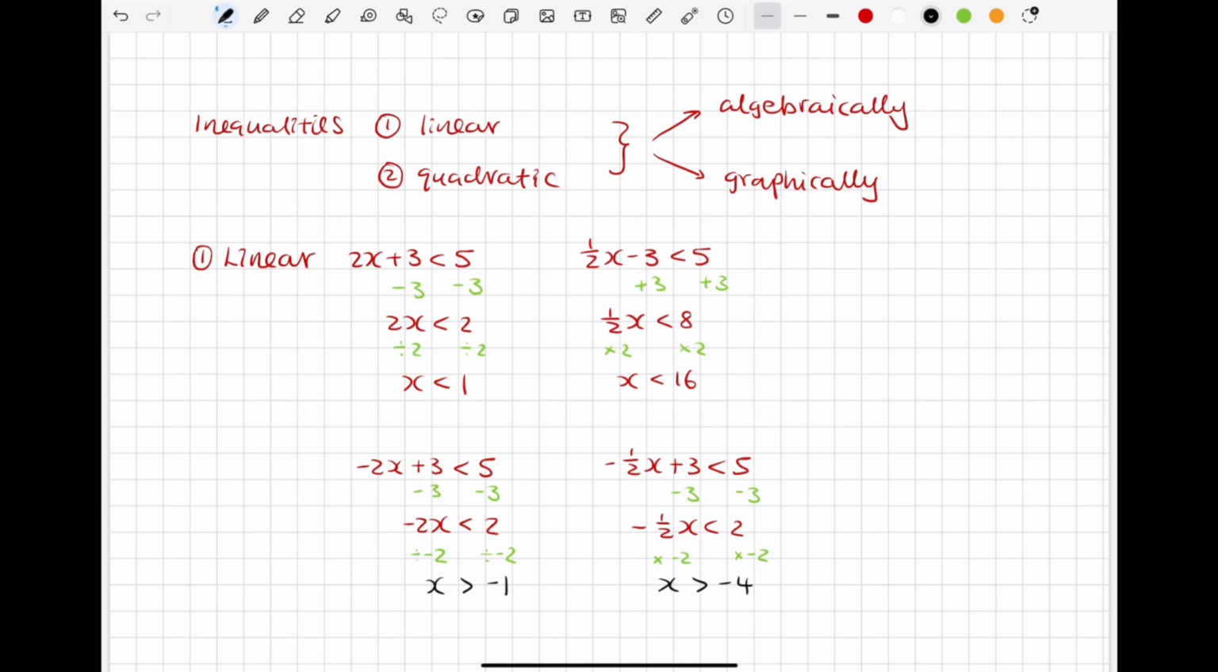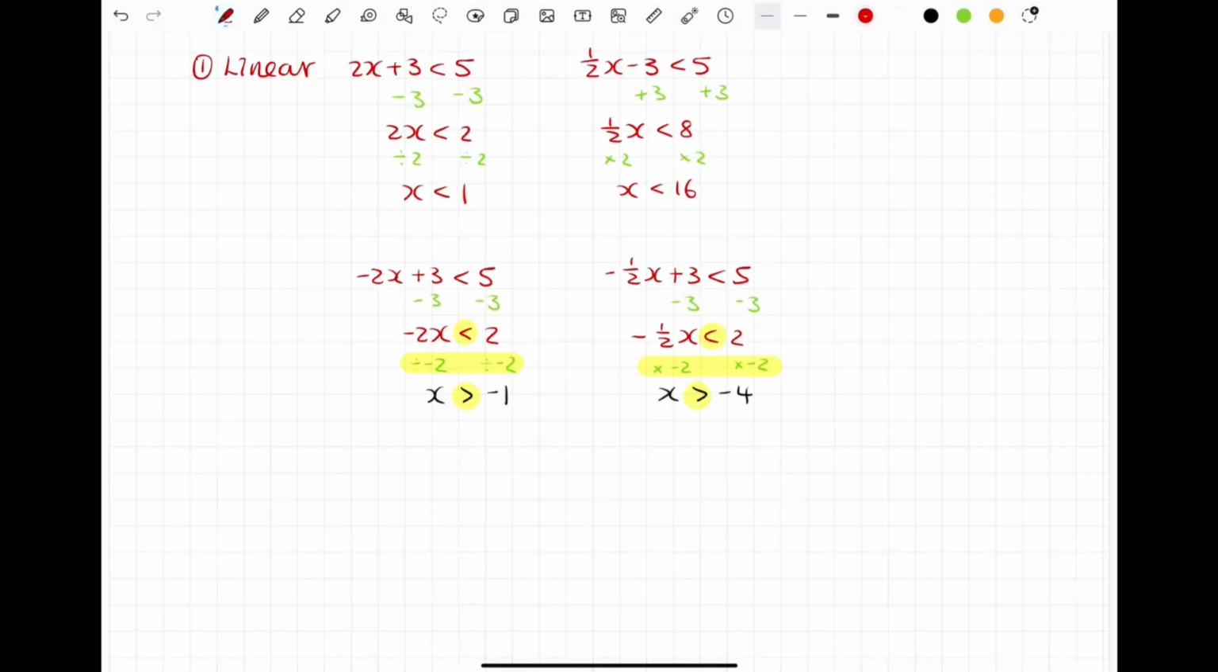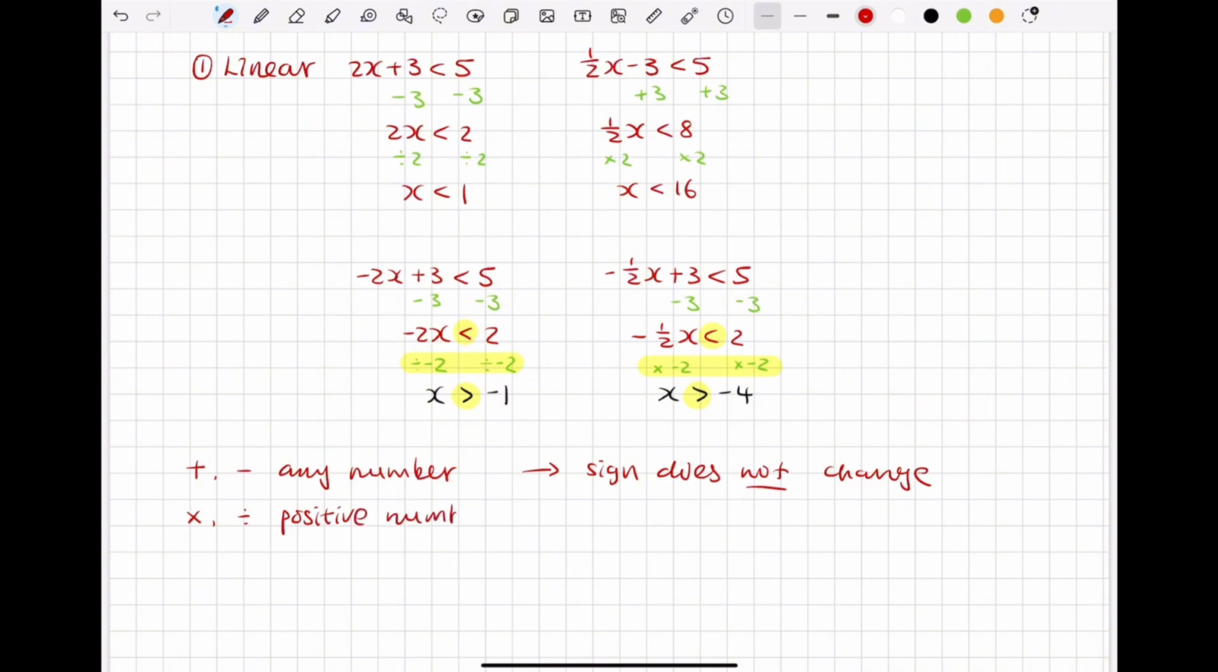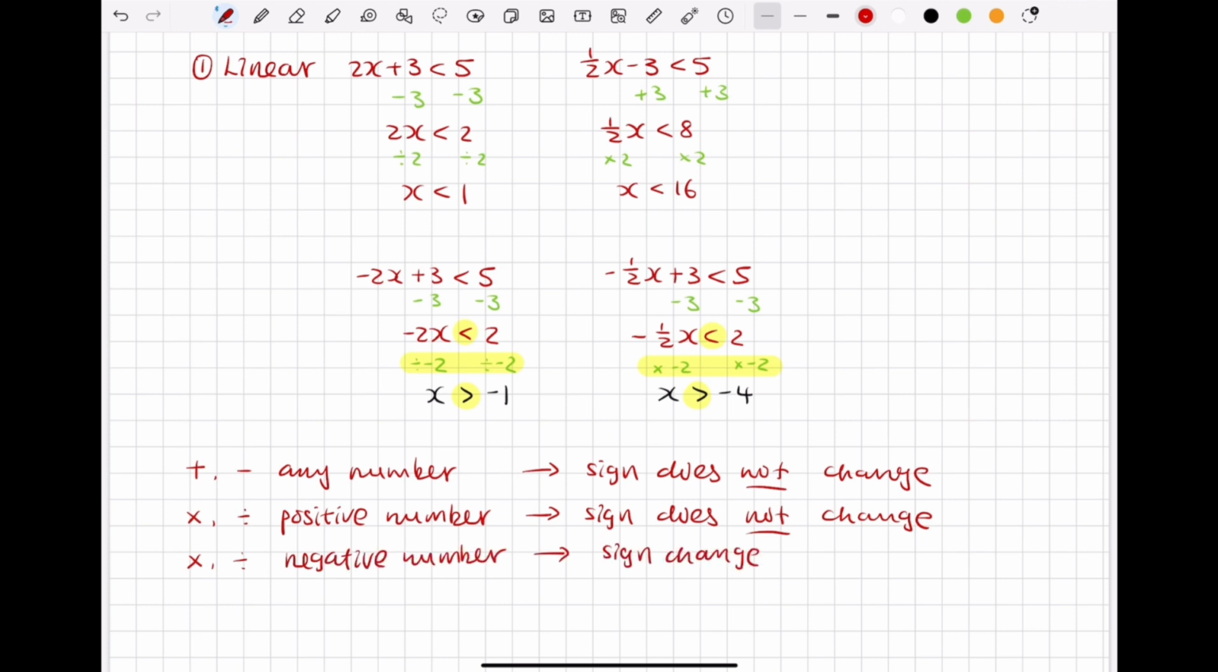So just to quickly summarize what we have done here, if we add or subtract any number, no matter whether it's positive or negative, the sign does not change. If we multiply or divide by a positive number, the sign does not change. However, if we multiply or divide by a negative number, the sign will change. So this is how we solve using algebra. What we are going to do next is to look at solving it using graphs.